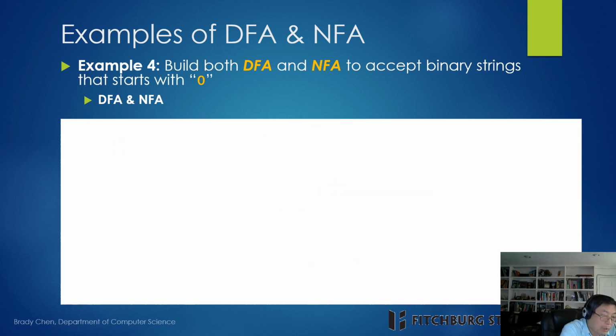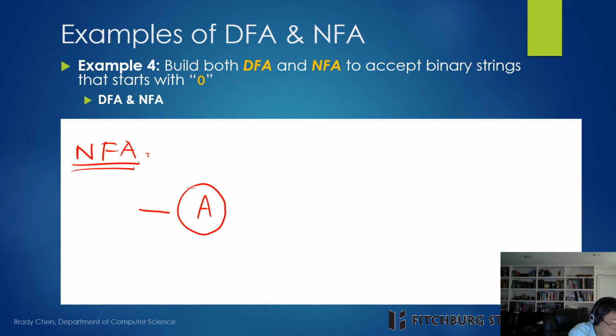Now let's build the NFA to accept the binary strings that start with 0. Again, the NFA is going to be simpler, right? So let's start with state A. Now, if the input value is 0, then we go to the next state, B.